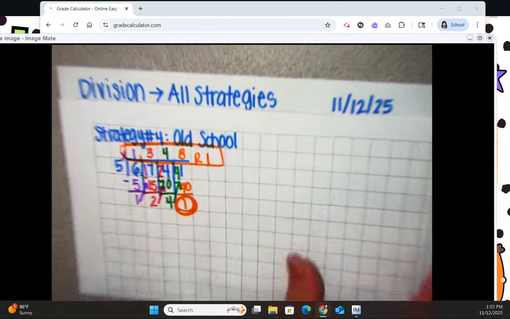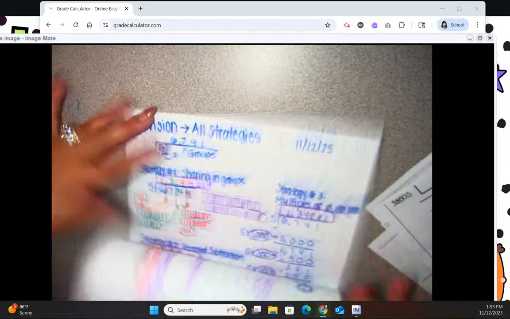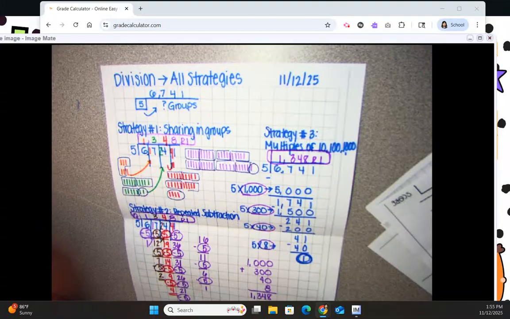So you see, all of these are going to get me the same exact quotient. The only difference is how you represent what is happening. All of these are great strategies. The best one is going to be the one that you understand.